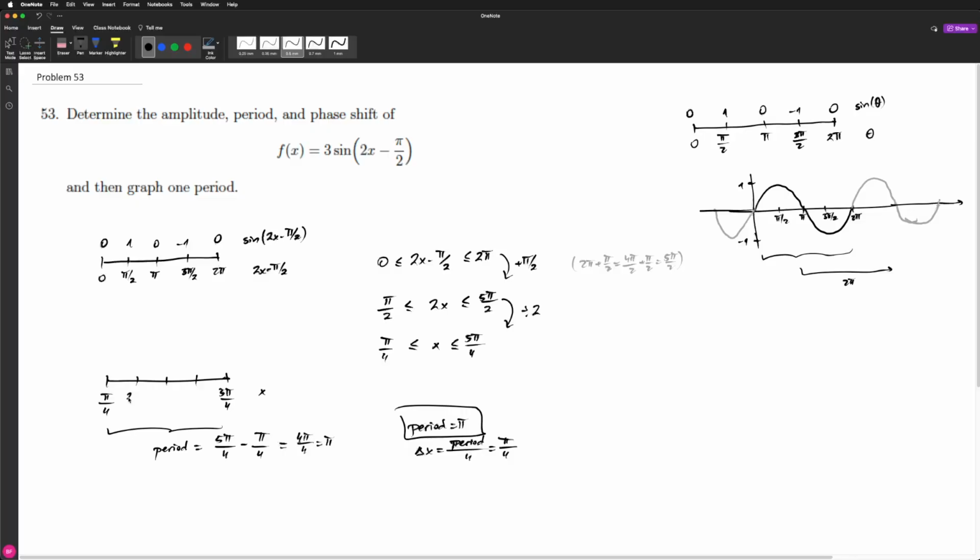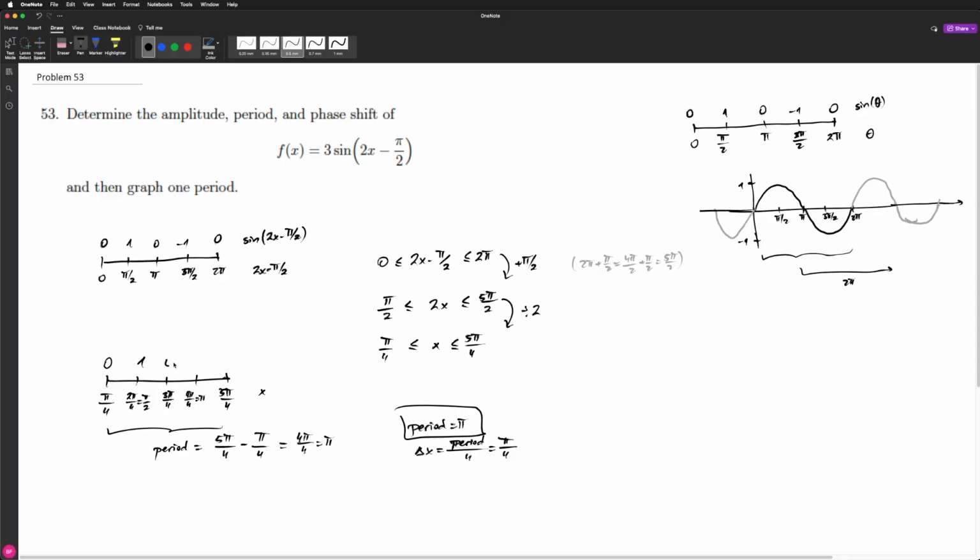So I just keep adding pi over 4s. So that would be 2 pi over 4, or just pi over 2. 3 pi over 4. 4 pi over 4, that would be just pi. And 5 pi over 4. And you can double check, we ended up at the same correct place.